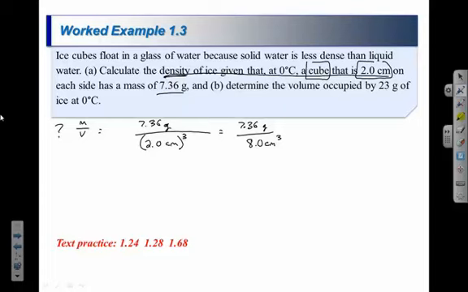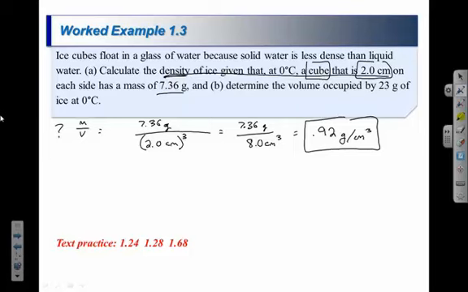So I just would divide 7.36 by that 8.0, and I get 0.92. Limited to 2 sig figs because I started with 2 sig figs in the 2.0, grams per centimeter cubed for my units. So that's the density of this ice cube.